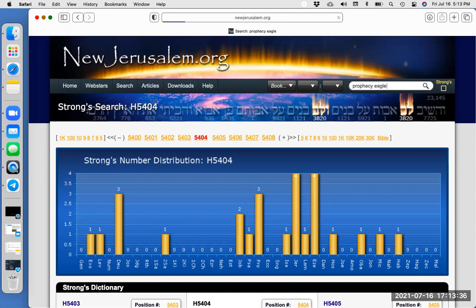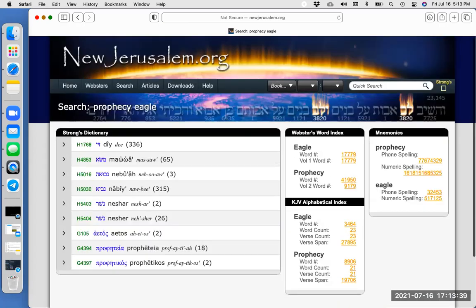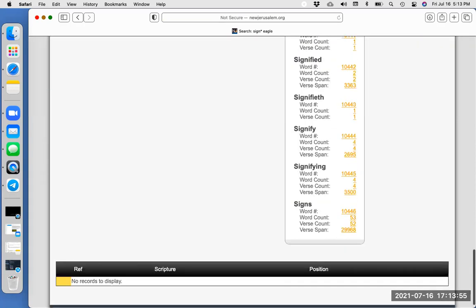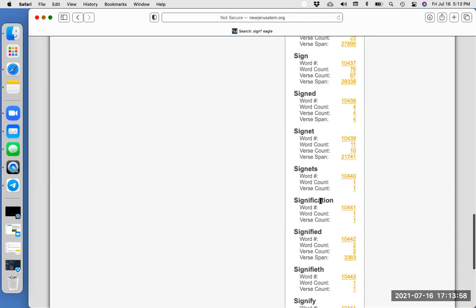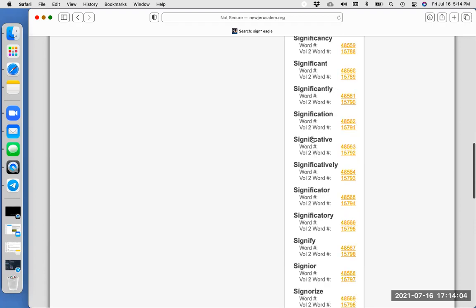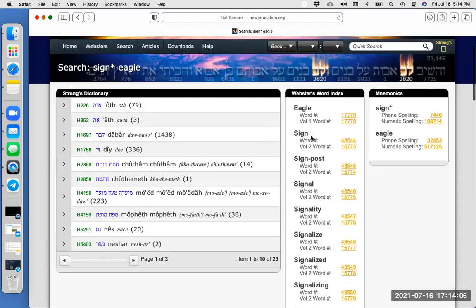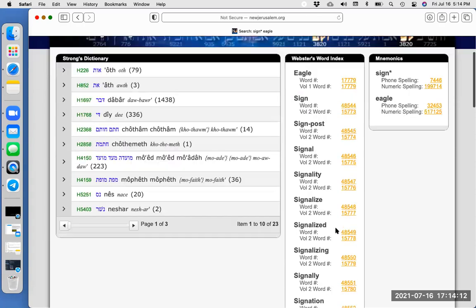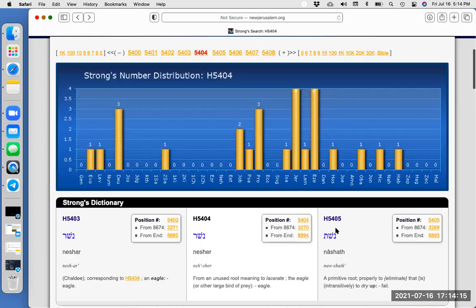If there's anything. Nope, not in this one. Okay. Sign. Signal, a sign. How about sign? No, nothing. In all of these searches: signet, sign, significant, signet. Okay, so there's nothing direct with that.